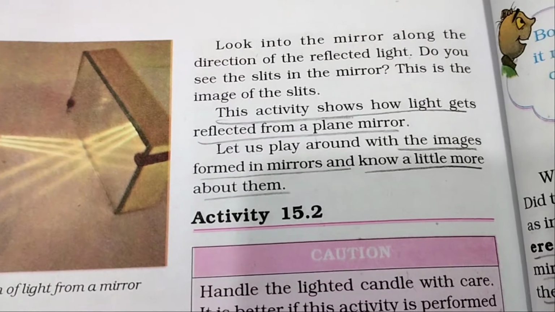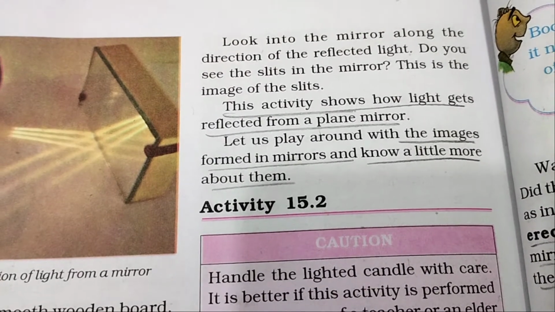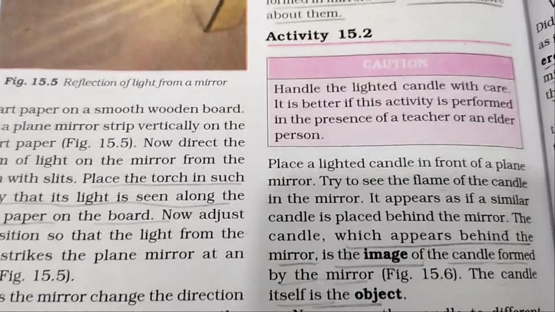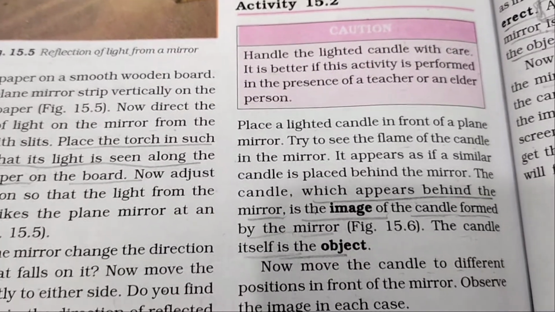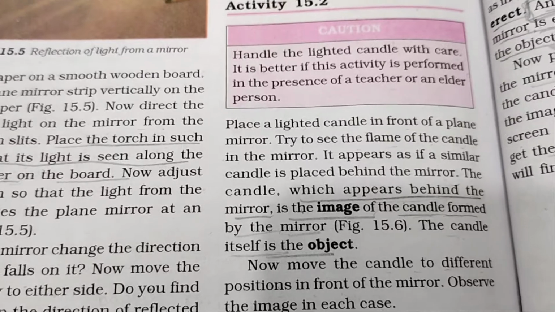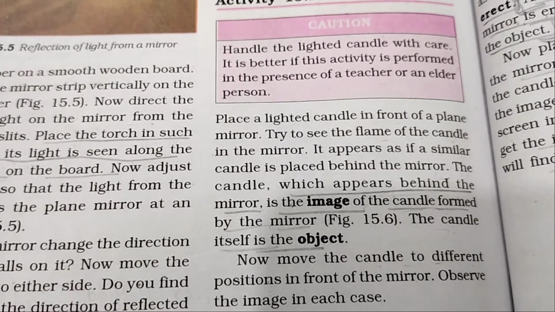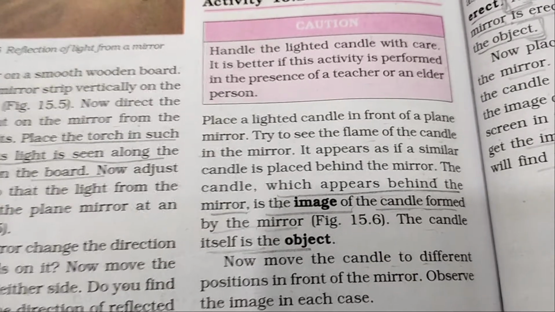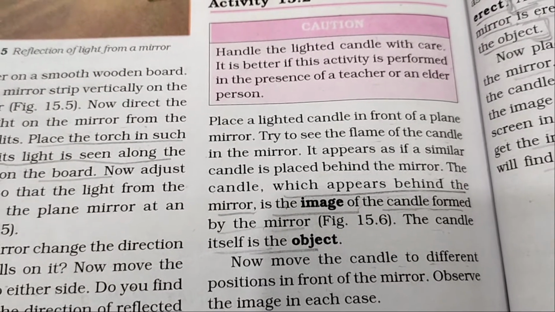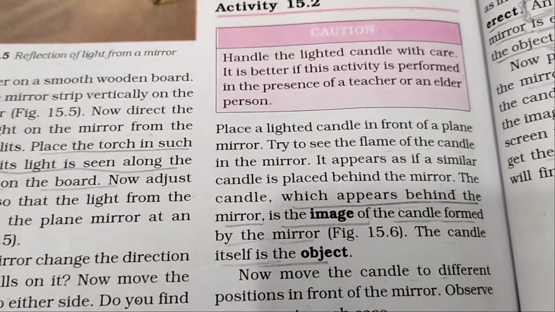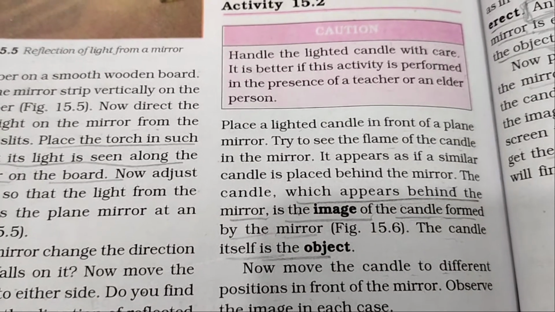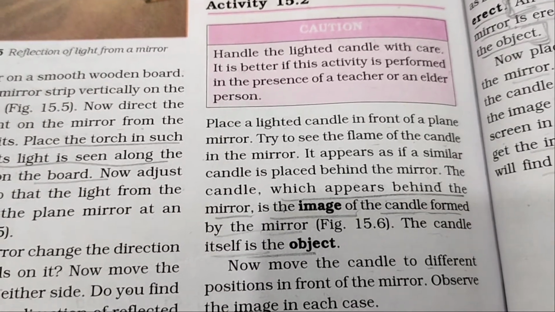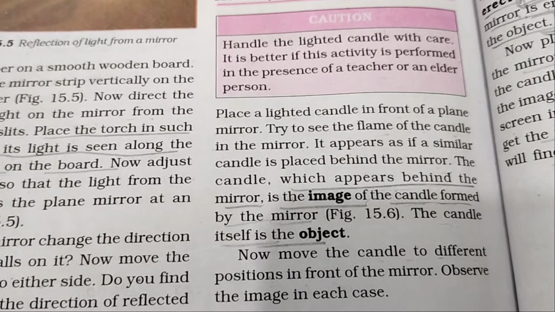So let us play around with some of the images that are formed with the mirrors and know a little more about them. Fine. Coming to activity 15.2, you can place a lighted candle in front of a plane mirror. You can try to see the flame of the candle in the mirror. आपको कैंडल का जो फ्लेम होगा वो मिरर में दिखाई देगा. It appears as if a similar candle is placed behind the mirror. आपको कैसी इमेज आएगी कि ऐसा लगेगा कि जो कैंडल है, जो आपने ऑलरेडी एक ऑब्जेक्ट है जो सामने लगाया है मिरर के, वैसा ही सिमिलर ऑब्जेक्ट आपको मिरर के बिहाइंड उसकी इमेज बनती हुई दिखाई देगी.